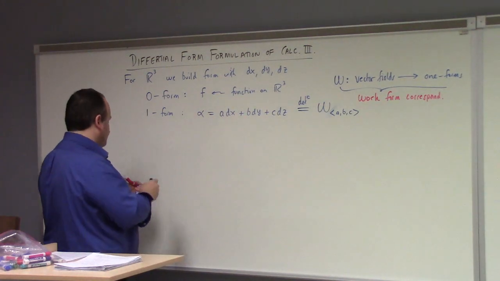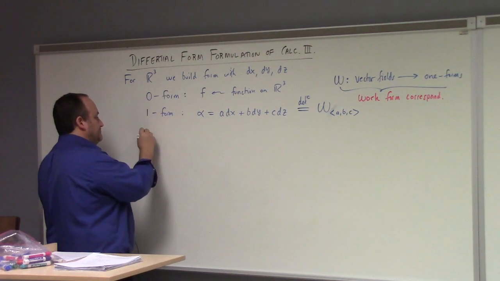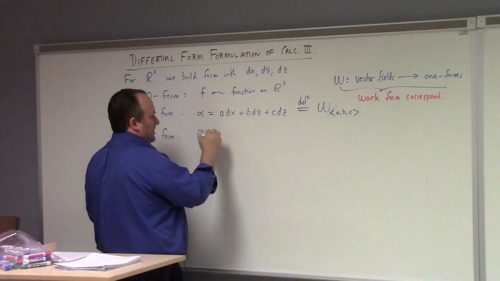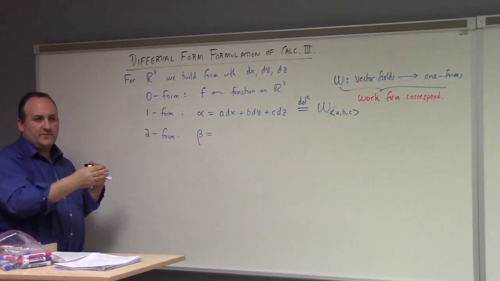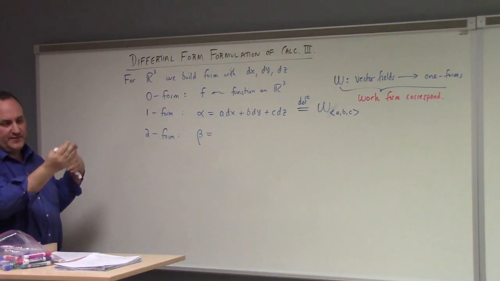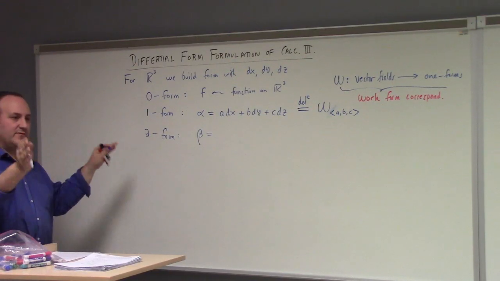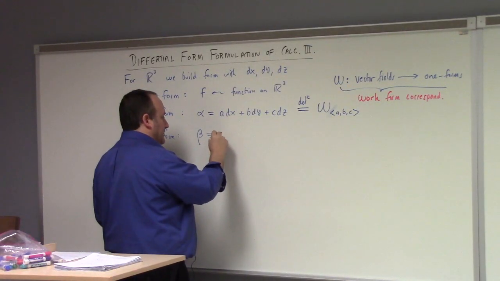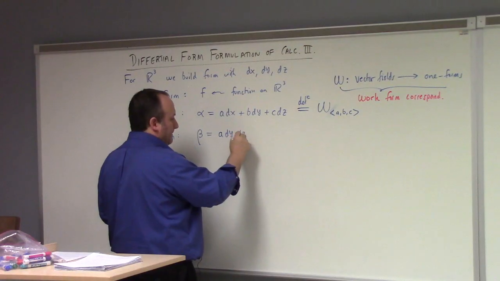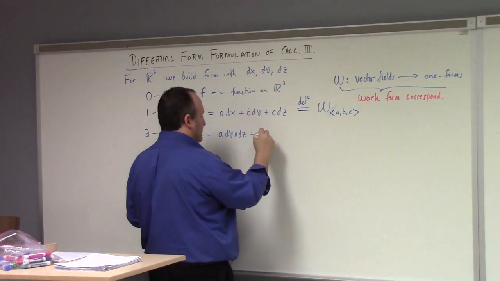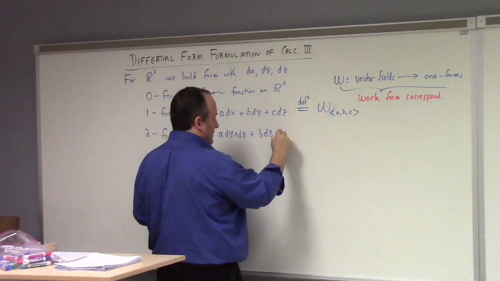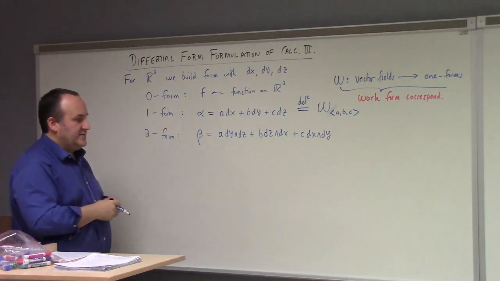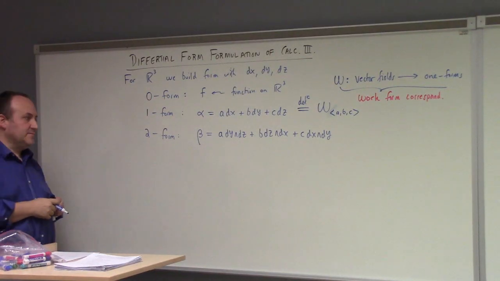Now a two form, all right, two form, let's say beta. And by the way, the letters alpha and beta, they're not reserved. Like I don't just use alpha for one forms and beta for two forms. I typically use alpha, beta, gamma as sort of like arbitrary forms, all right? Anyway, so beta is something like a dy wedge dz plus b dz wedge dx plus c dx wedge dy. This is a two form because it's formed with the wedge product of two differentials, right?